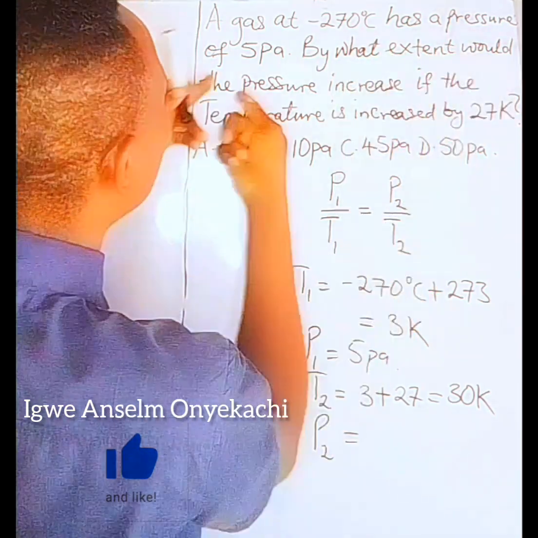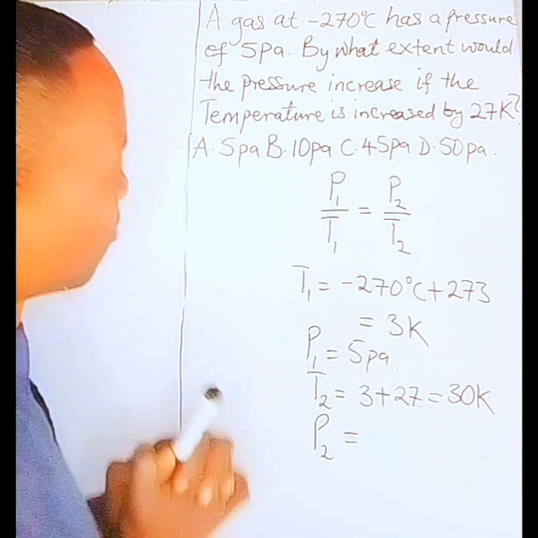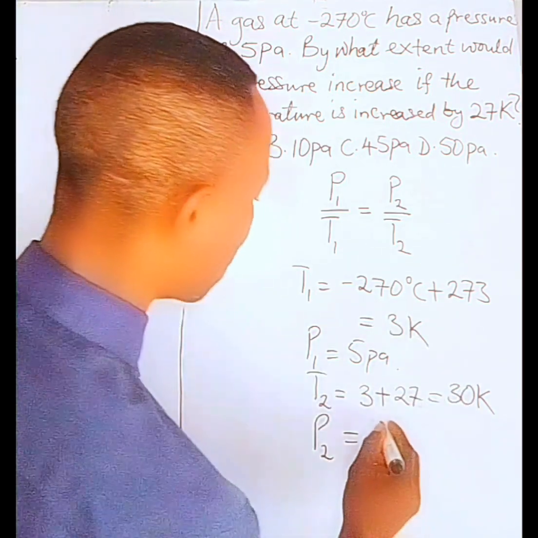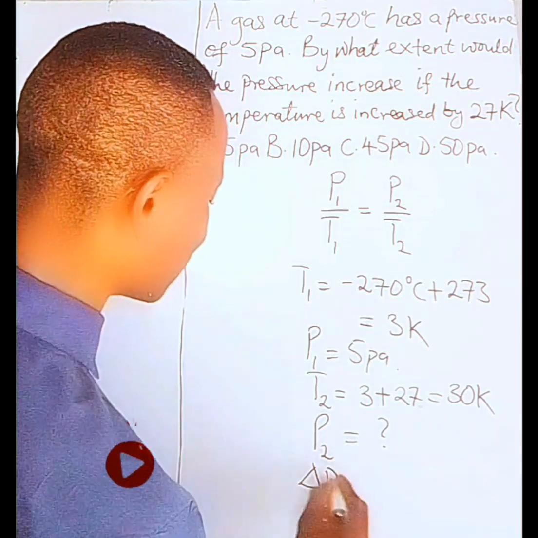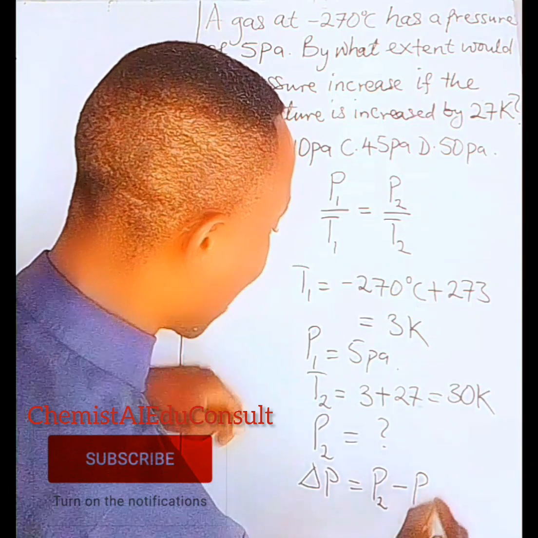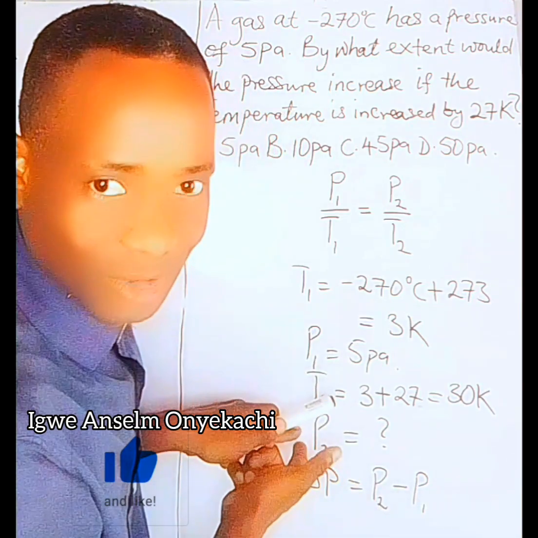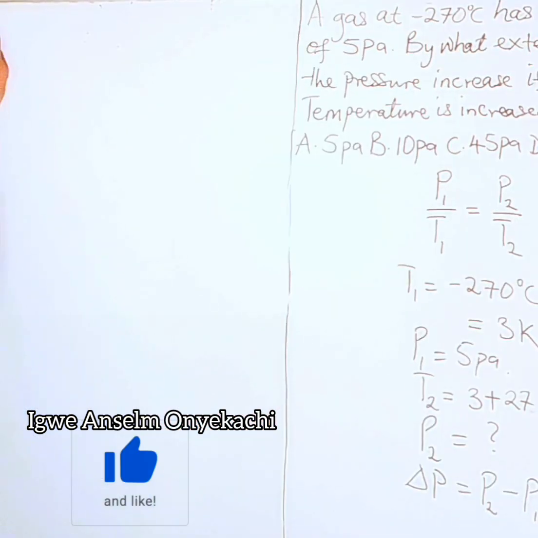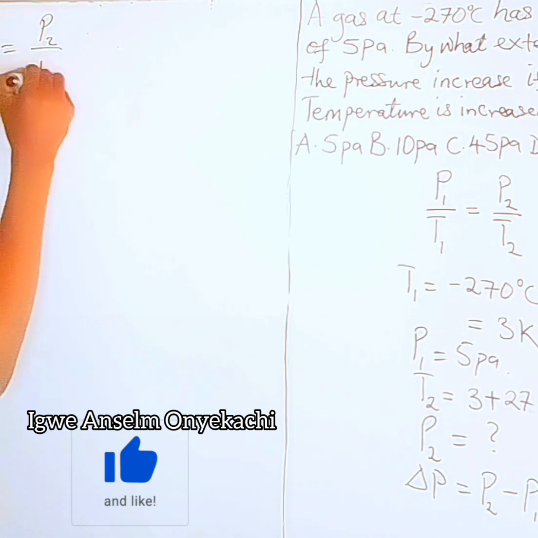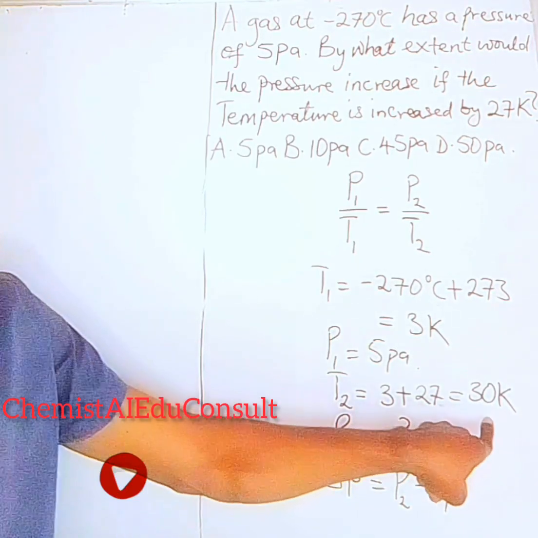By what extent would the pressure increase? So this pressure now is not actually what was required. It was a change in pressure that was required. Change in pressure, which is actually P2 minus P1. But in order to get this change in pressure, you must get the actual pressure from Gay-Lussac's law. This is Gay-Lussac's law. P1 over T1 equals P2 over T2. P1 is 5 pascals. T1 is 3 Kelvin. P2, we don't know. T2 is, of course, 30 Kelvin.